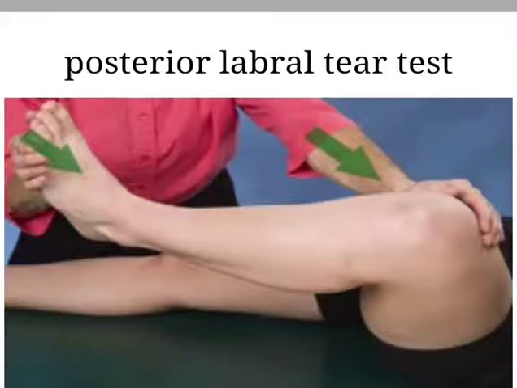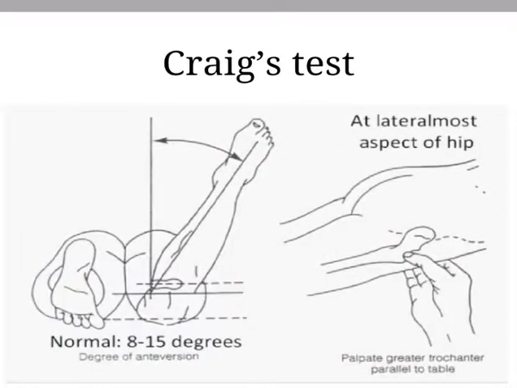Then we go for the next test, called Craig's test. It is done to measure the femoral anteversion or forward torsion of the femoral neck. In this test, the patient lies prone, knee flexed to 90 degrees, and the examiner palpates the greater trochanter while the leg is externally and internally rotated until the greater trochanter is found. It is also called Ryder's method.